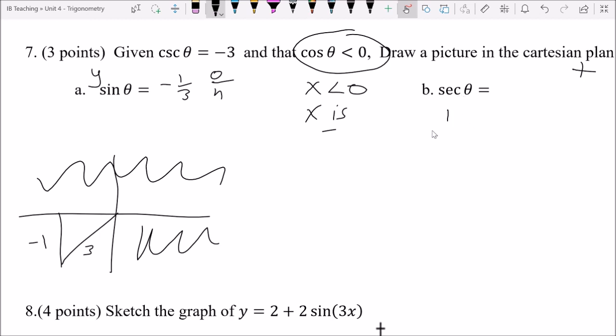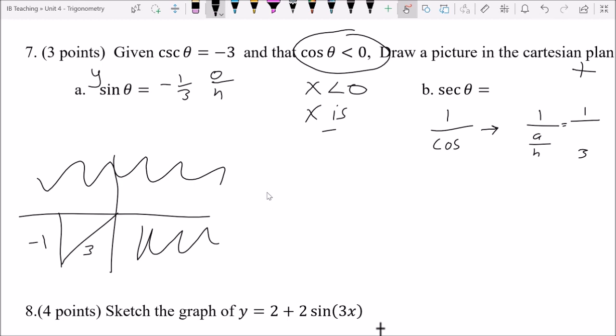Let's try to find secant. We remember that secant is 1 over cosine. And cosine is adjacent over hypotenuse. So I know the hypotenuse is 3. So I have 1 over something over 3. I need to know the adjacent side. So let's go find that.